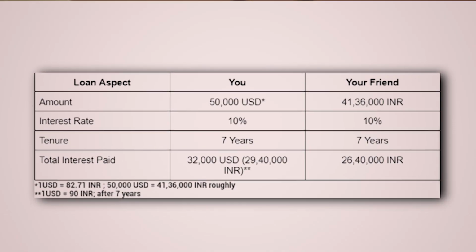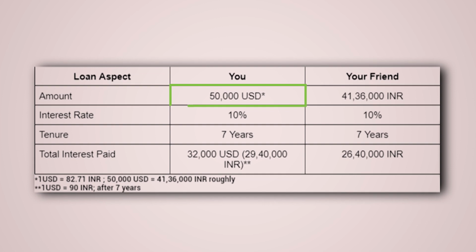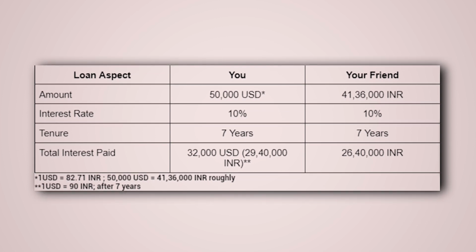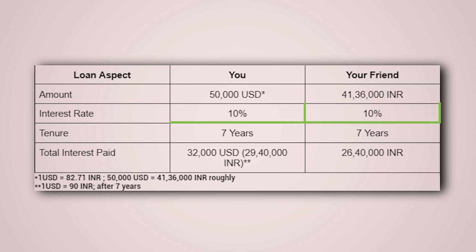For instance, imagine you are taking $50,000 for your education loan. On the other hand, your friend is taking 41,36,000 rupees, which is equivalent to $50,000, considering 1 USD equivalent to 82.7 rupees as of current date. Essentially, both of you are borrowing the same amount, just in different currencies. Both loans carry a 10% interest rate. Both of you plan to repay the loan over, let's say, 7 years.